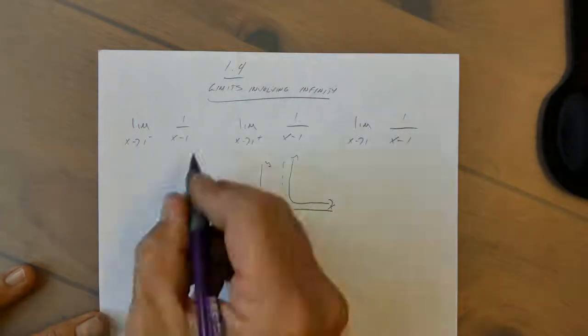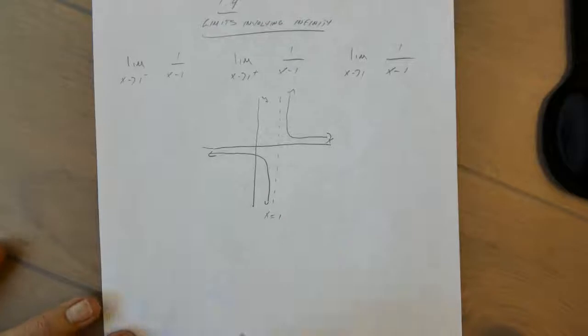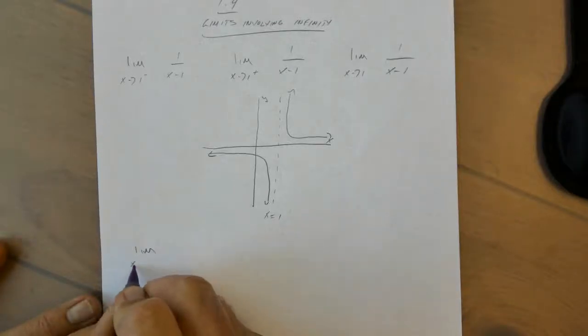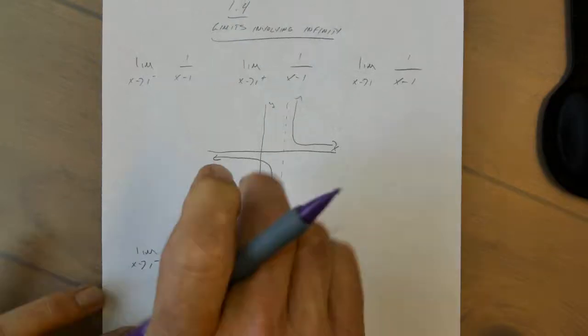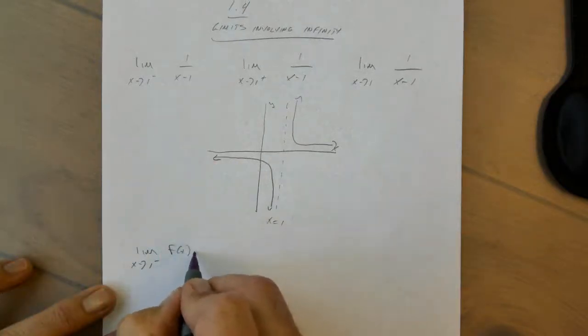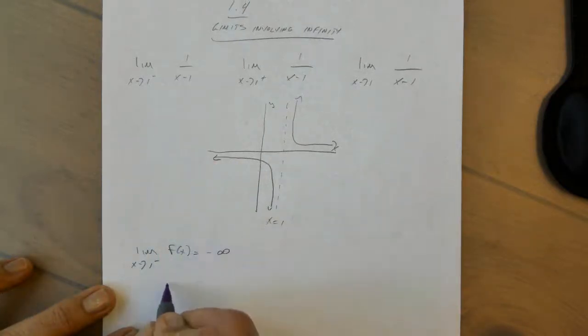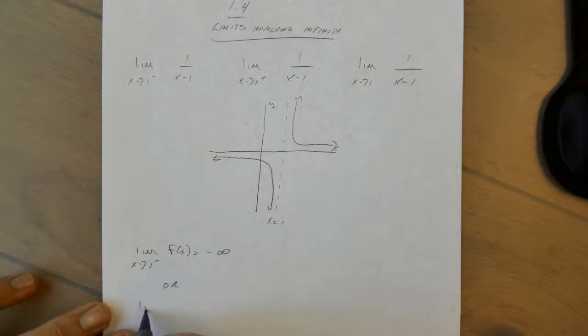So we have two choices here. We can write the limit as x approaches 1 from the left of f of x, I'm going to call that, is negative infinity. Or we could say the limit as x approaches 1 from the left does not exist. They are both true. This gives you, the reader, a little bit more information.